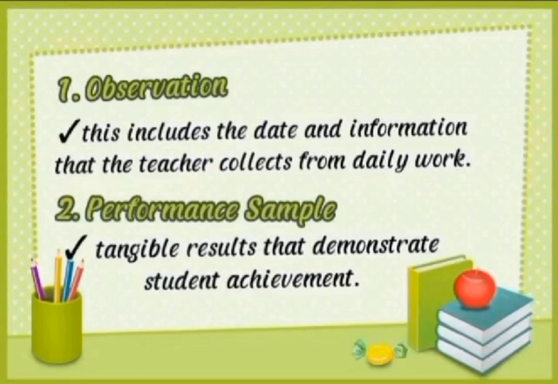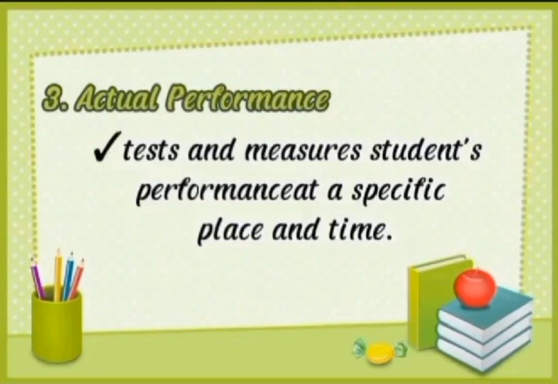Number 2, performance sample. In this mode, the teacher will assess the student's performance or the product. The teacher will let the students submit a portfolio after the semester or year. In this condition, the teacher can determine if the student's performance is developing. Number 3, actual performance. The teacher can assess the students by conducting actual performance such as singing, dancing, and acting. By that, the teacher can determine the behavior of the students during the performance.